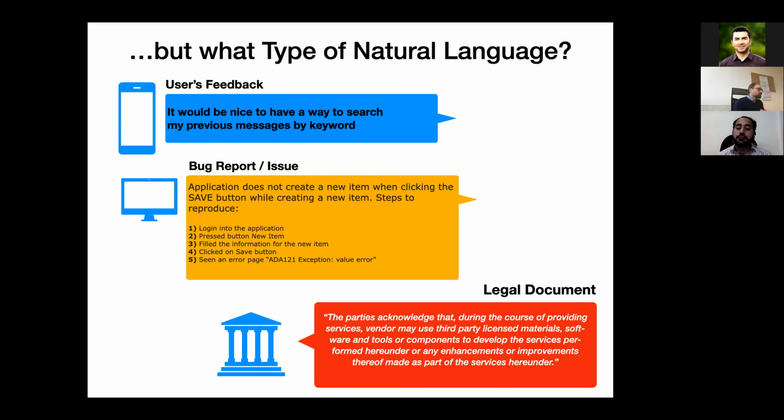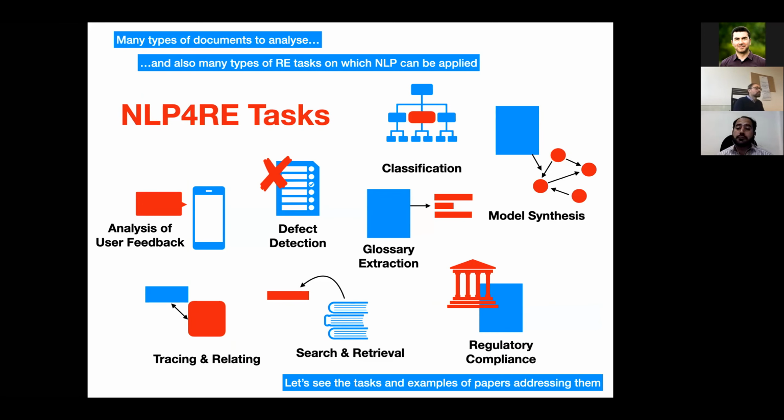So you see that when we speak about natural language requirements, we speak about different types of documents. And while we speak about different types of documents, we also speak about different types of tasks. In this keynote, I will show you the most typical tasks that are researched in the literature of NLP for requirements engineering, and some pointers to papers addressing them that have been published in the last 2 years. So if you want to check, you see this is fresh research, let's say.